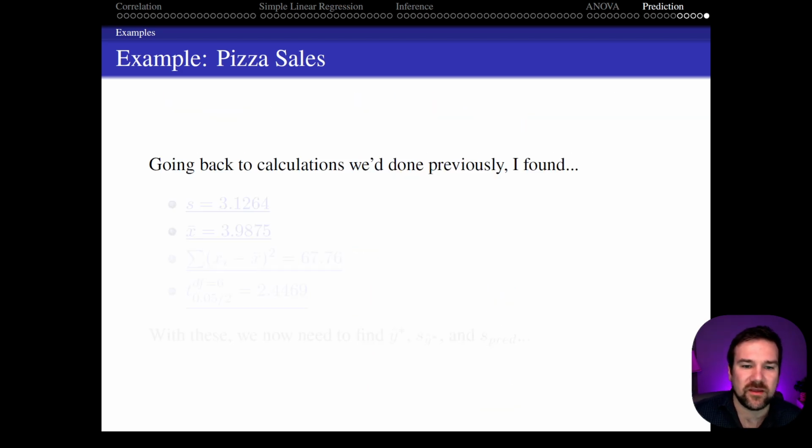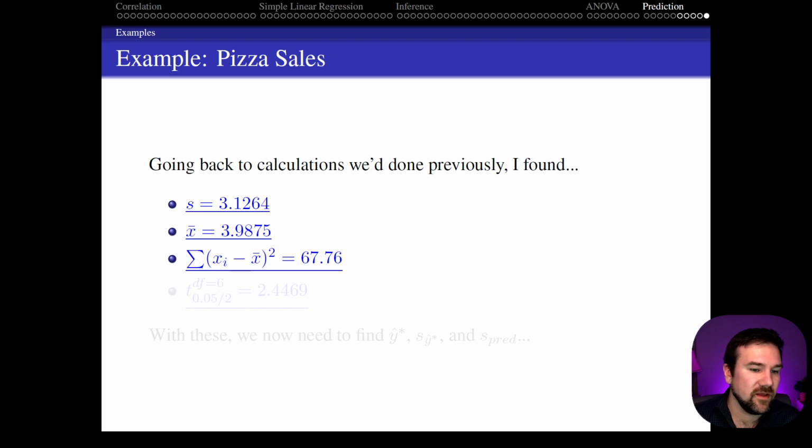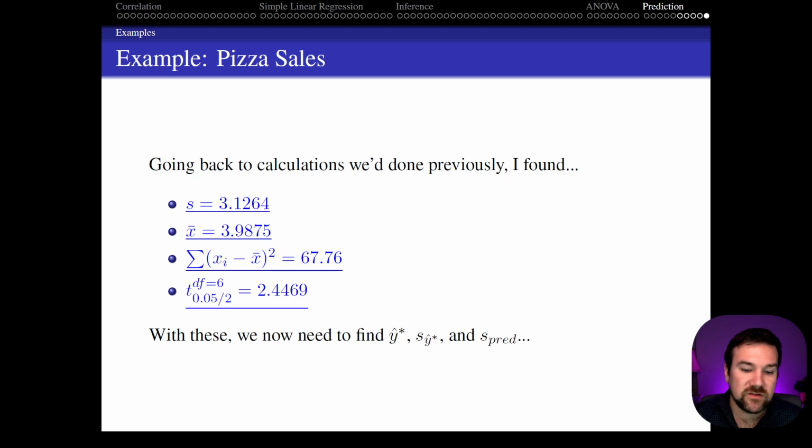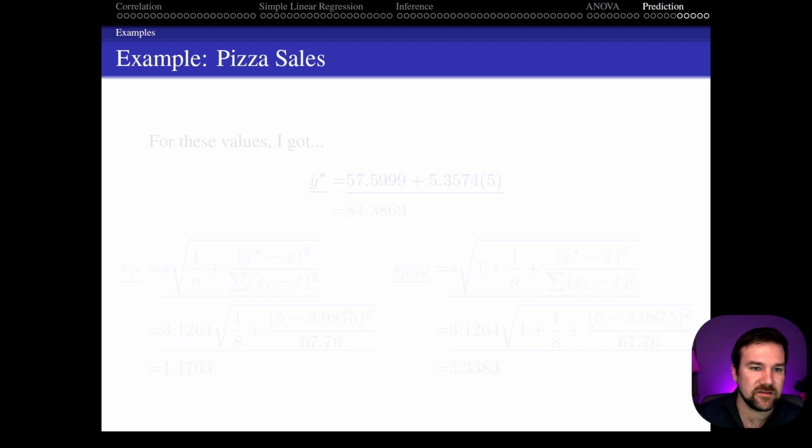All right, let's check into it. Going back to the calculations we've done previously, I found S is 3.1264 for this example. X bar is 3.9875. The sum of X minus X bar squared is 67.76. And T for this is 2.4469. So now I need to find Y hat star, S sub Y hat star, and S sub pred.